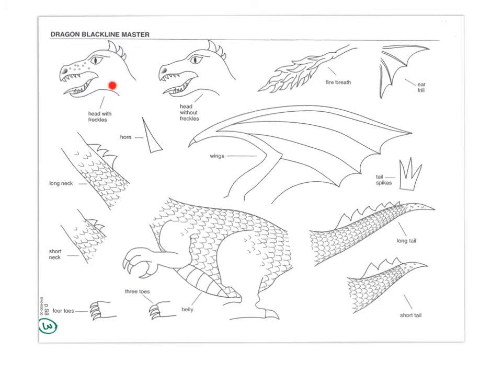But in some way, you're going to have to represent that you have a head with freckles, you have a head without freckles. Well, which one did you get? It depends on what genotype you have, whether you're breathing fire or not. Again, that depends on your genotype and your phenotype. That will determine your phenotype, etc., for all the different traits that you see here. And you're going to put them together and make your dragon.